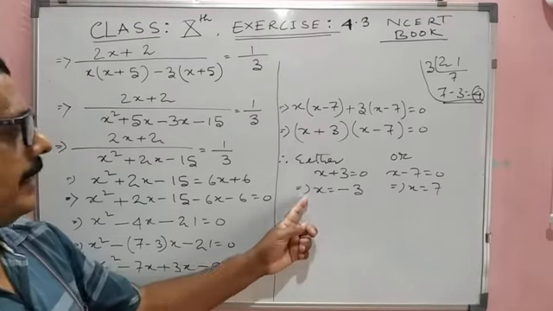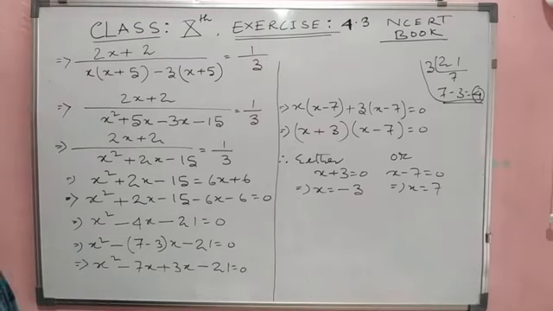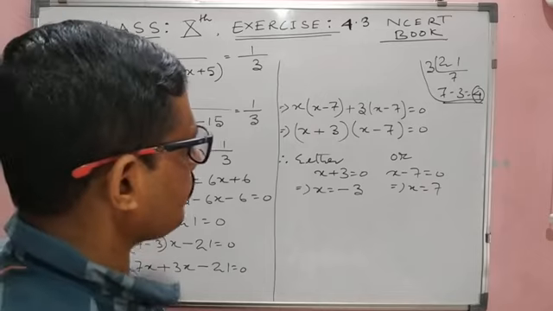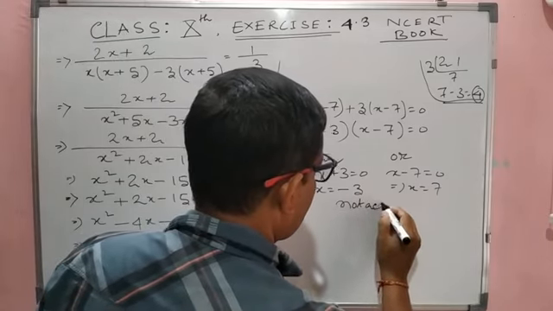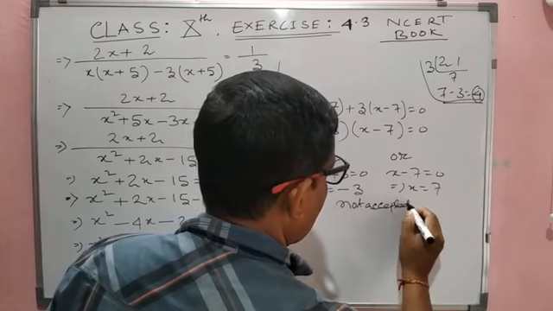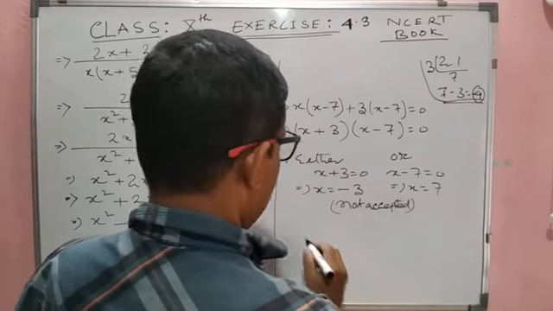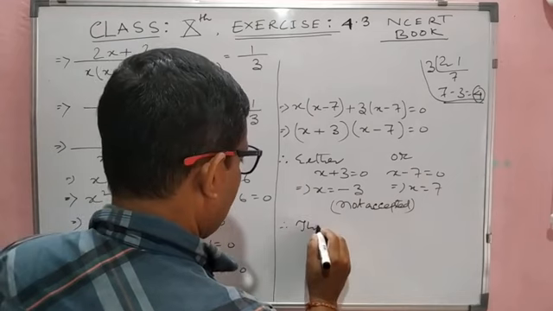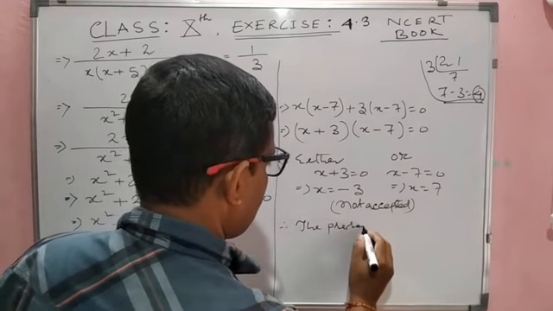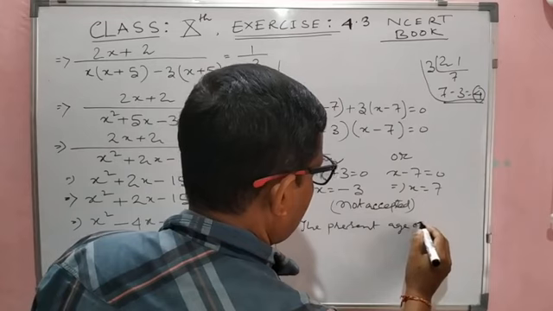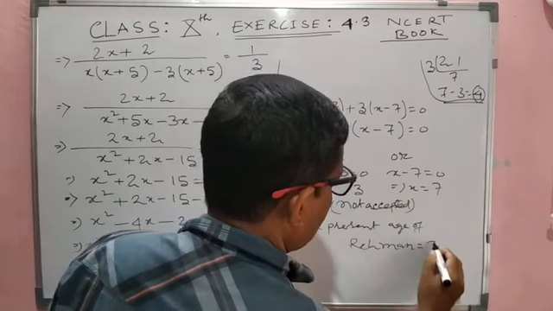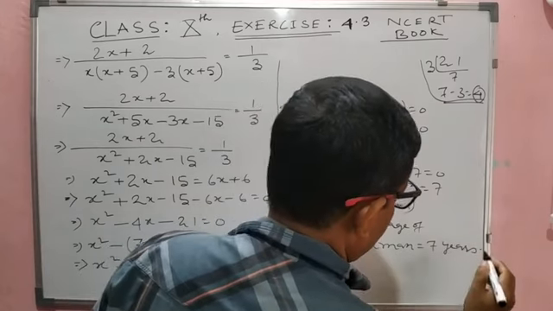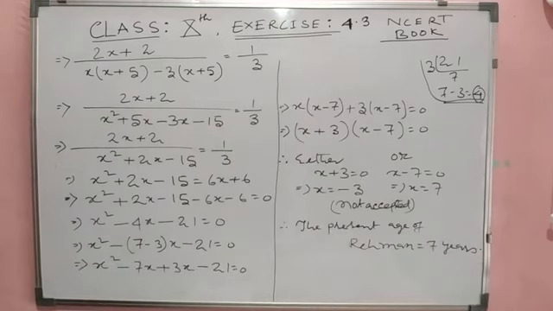So x means the age of Rahman. So the age of Rahman cannot be negative, so it is not accepted. Therefore, the present age of Rahman equal to 7 years. The present age of Rahman is equal to 7 years.